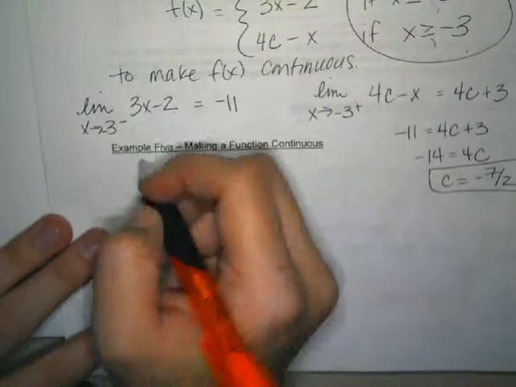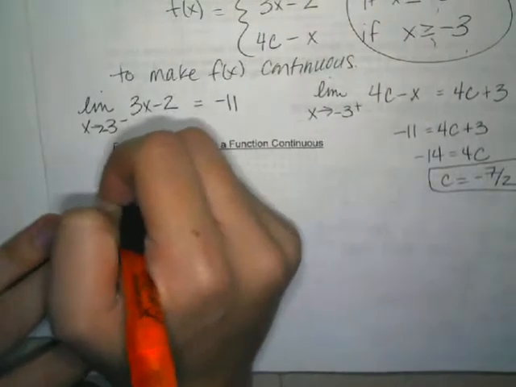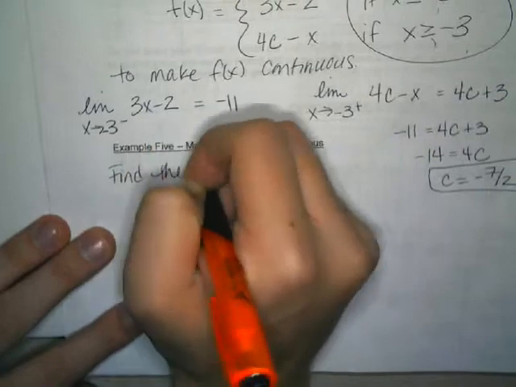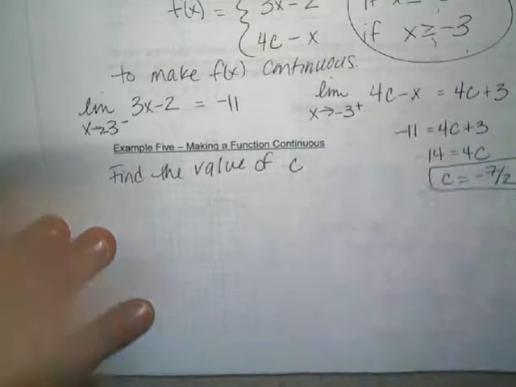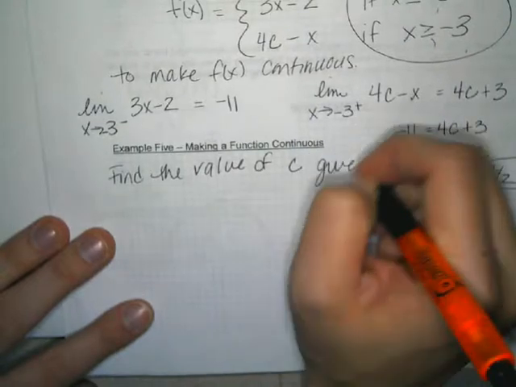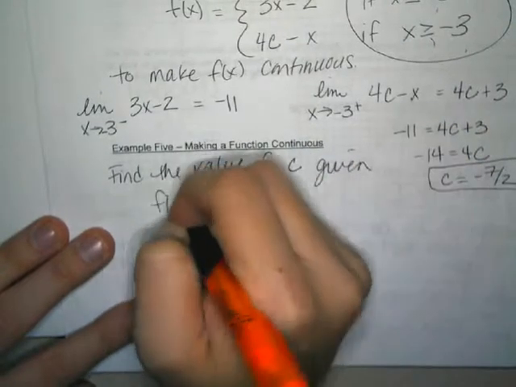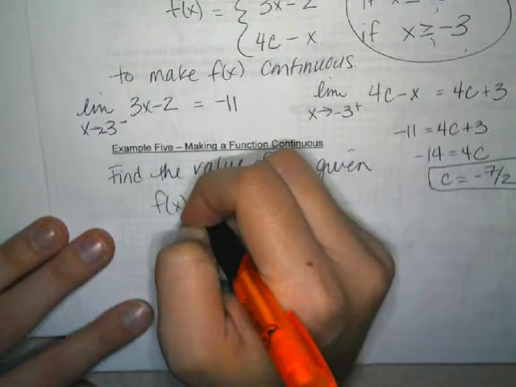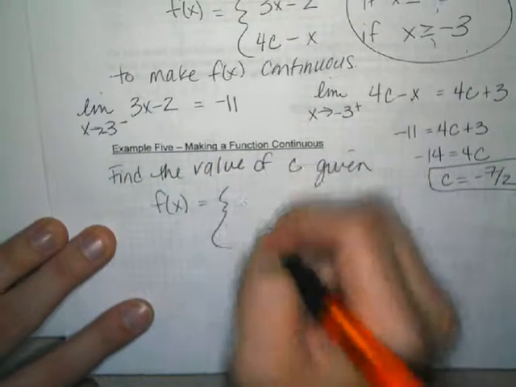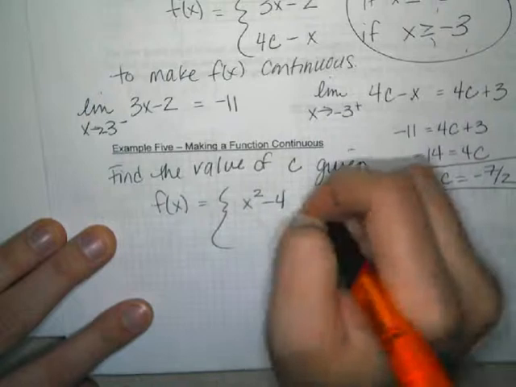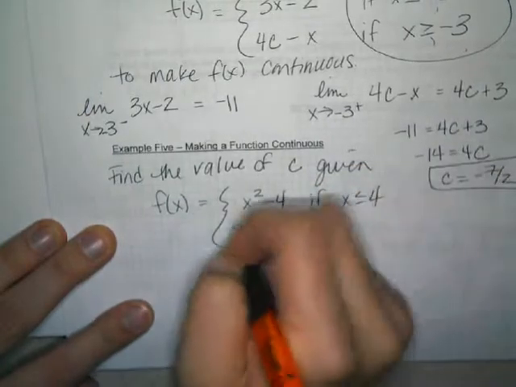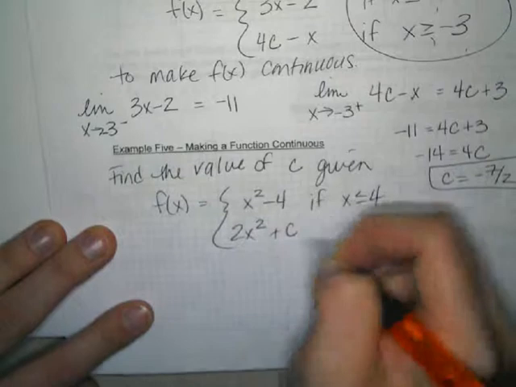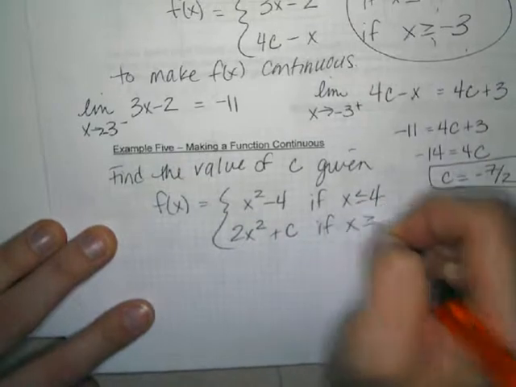Good. Okay, here we go. Find the value of c given f of x is equal to x squared minus 4 if x is less than or equal to 4, and 2x squared plus c if x is greater than or equal to 4.